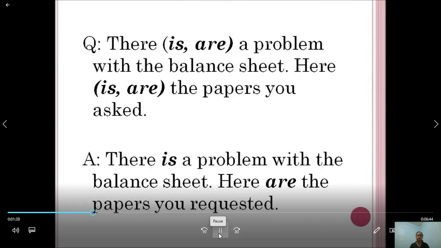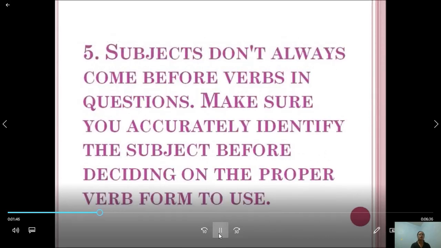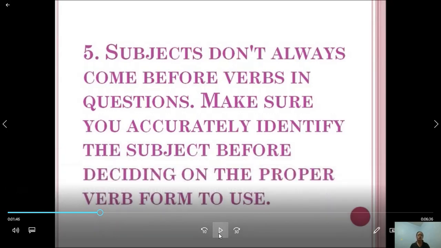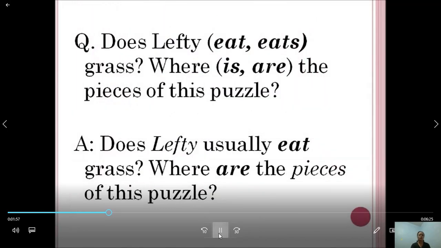Next. What is the 5th rule in subject-verb agreement? Subjects don't always come before verbs in questions. Make sure you accurately identify the subject before deciding on the proper verb form to use. Subjects don't always come before verbs in questions. Okay, let us take a look at the example in the 5th rule.